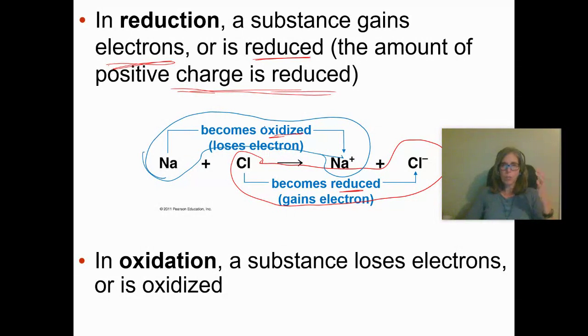You can sit here and memorize that reduced means you're gaining electrons, but I'd rather have you just use your logic to get through it. So when you gain an electron, you're getting more negative, which means your positivity is reduced. Oh, that's the one that's reduced. Oxidized is the other guy. So that way you don't have to sit and memorize anything. You can just think your way through it.